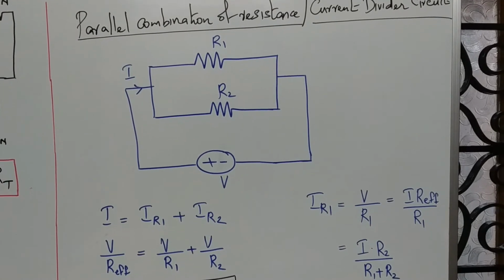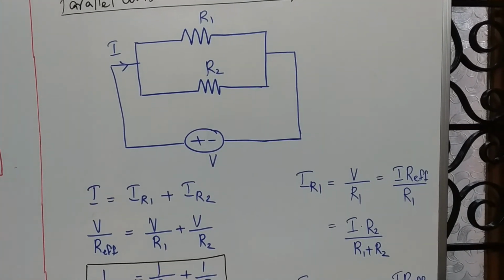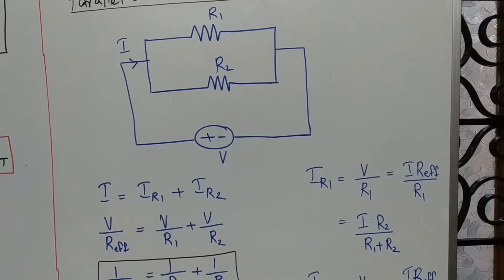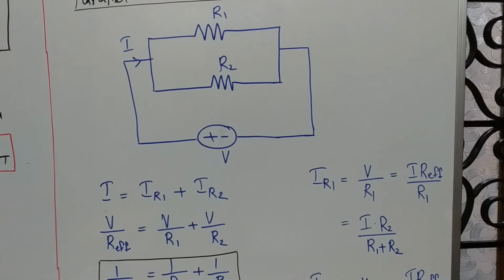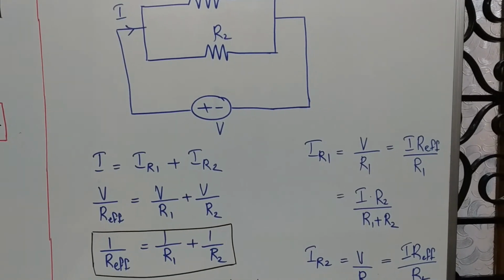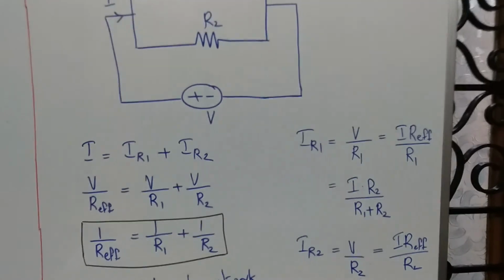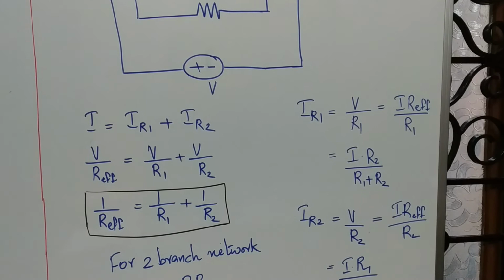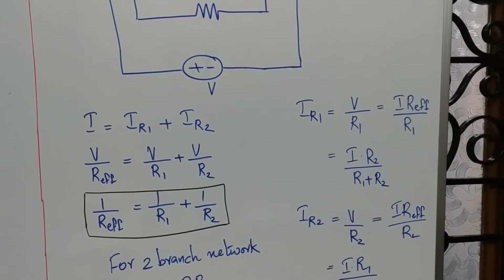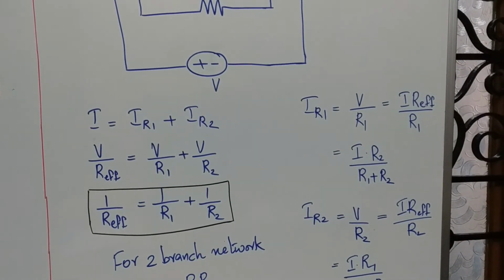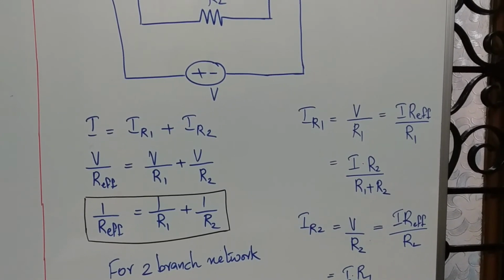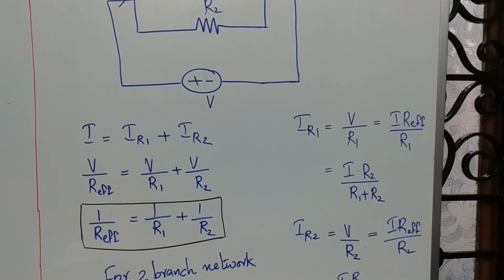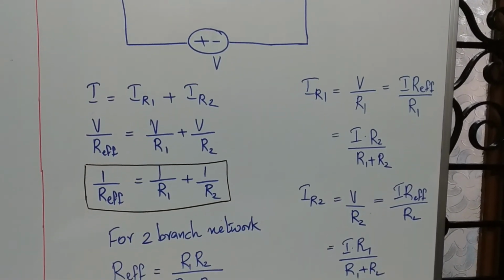So now we'll try to see here what is happening. The total current I will split between the two branches. So we can write it as IR1 and IR2. So total I is equal to IR1 plus IR2. Now I am substituting for each current. I is the total current, so it will be the voltage applied V by R effective is equal to IR1 will be V by R1 and IR2 will be V by R2.